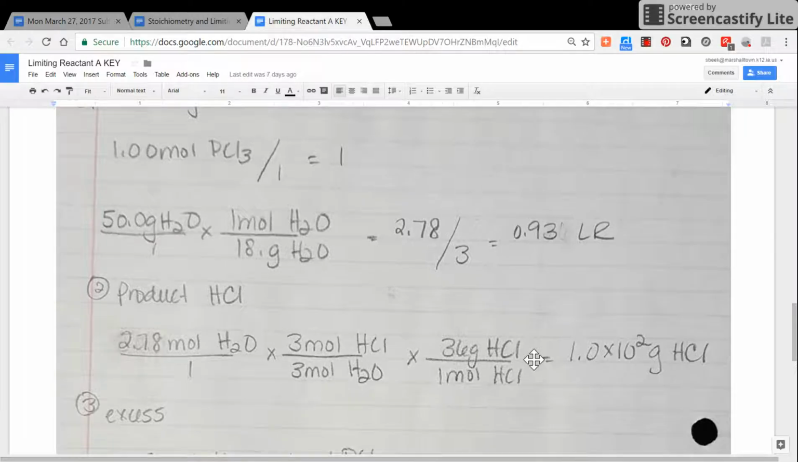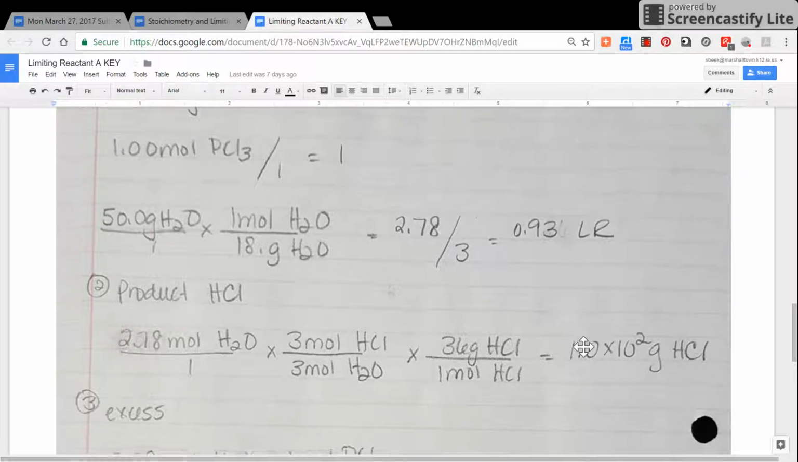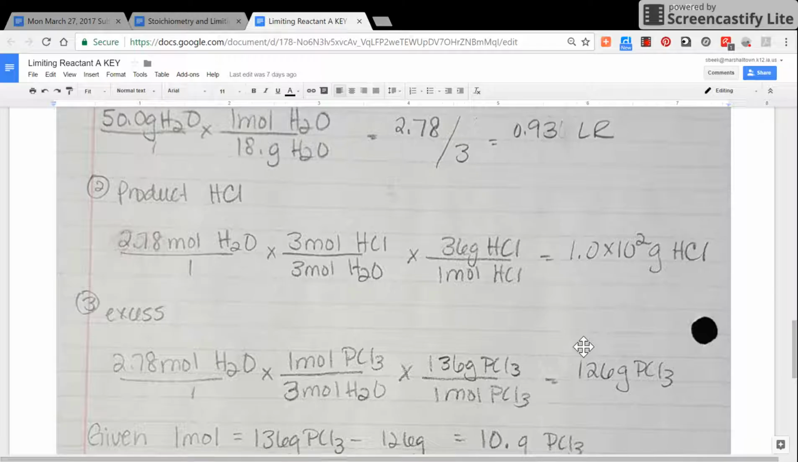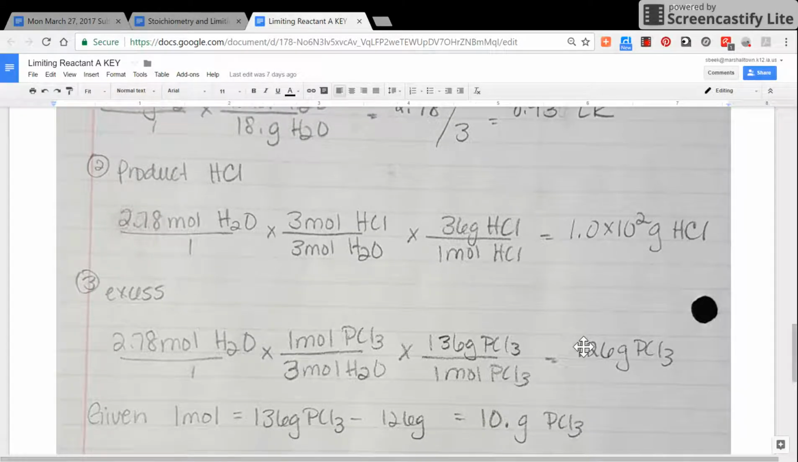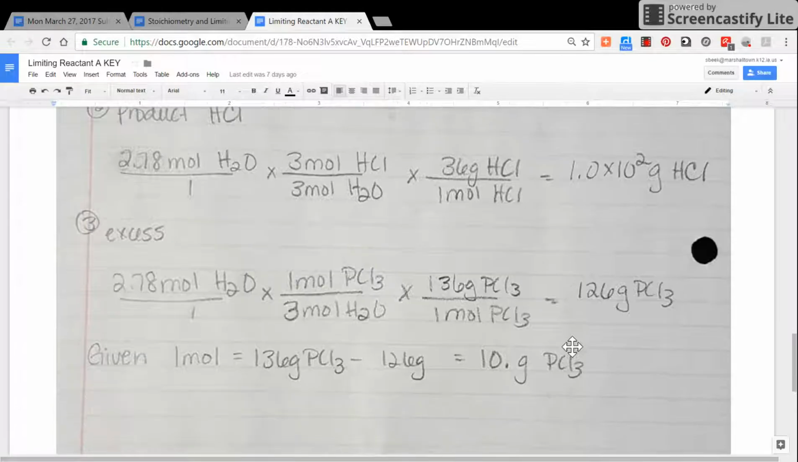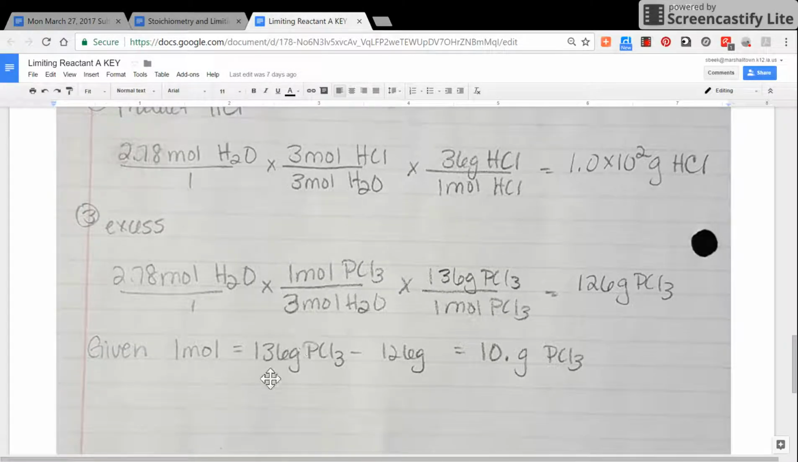So to figure out my product, I start with the moles I calculated here, 2.78 moles of H2O. Convert it just like the rest of the problems to grams of HCl. To figure out the excess, I start with the same number, convert it to PCl3, and then I subtract. I was given 136 grams of PCl3 in the problem. I only used 126, so I get 10 grams after subtracting.